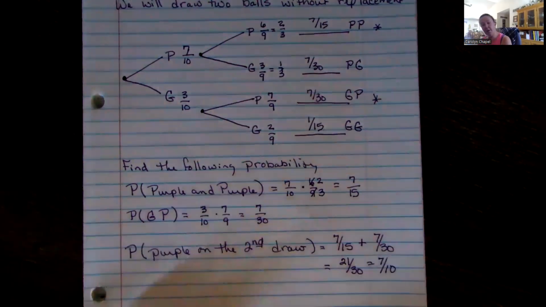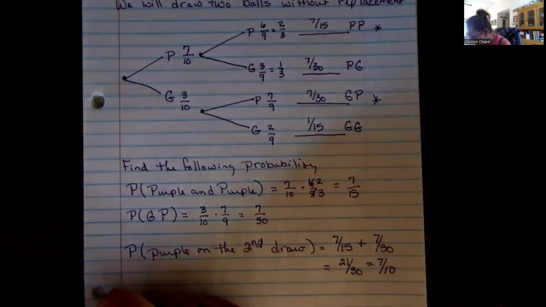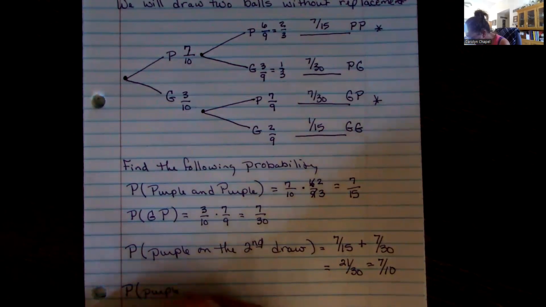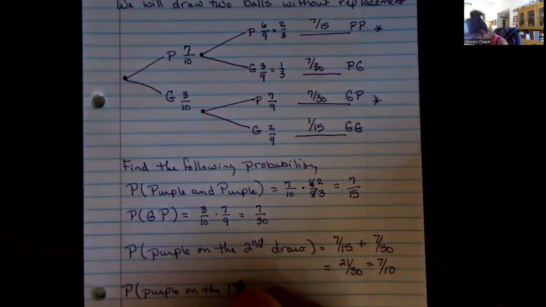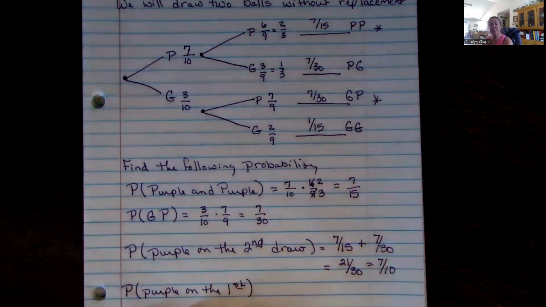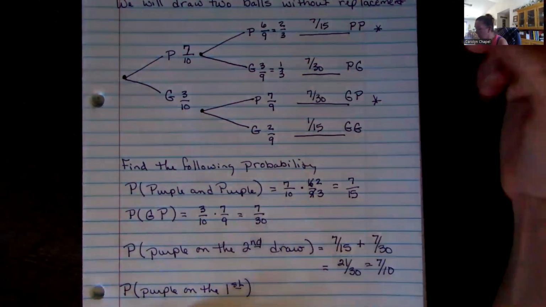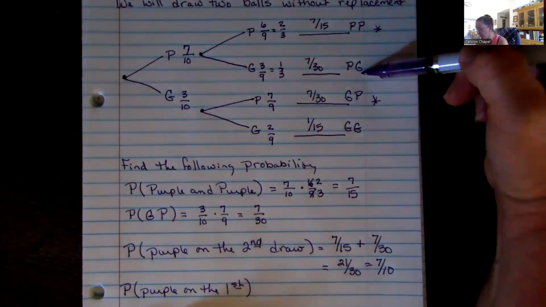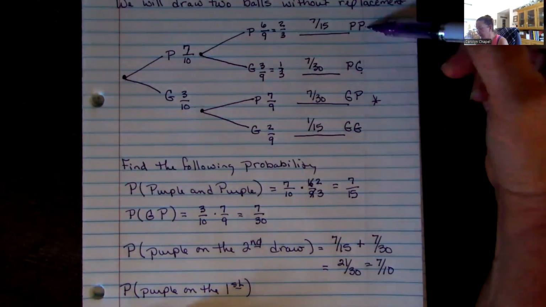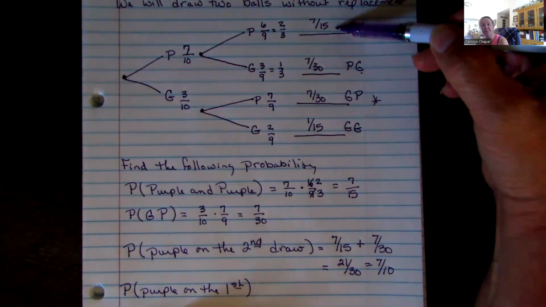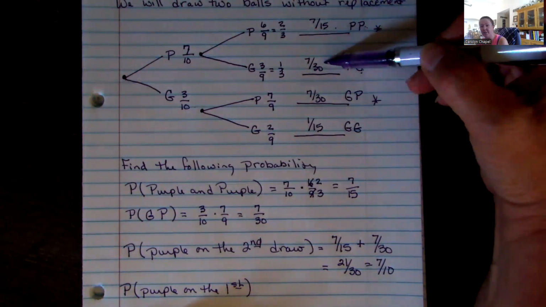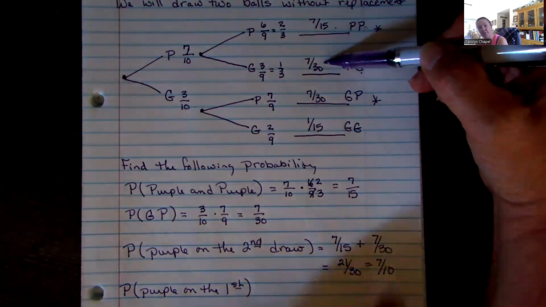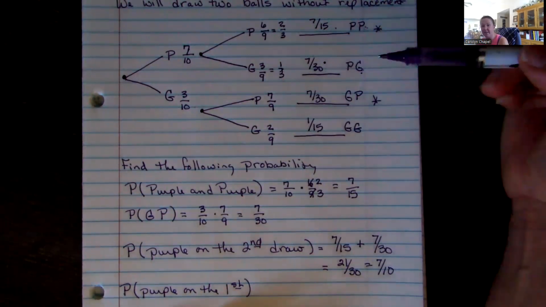Okay, some other things that we kind of want to make sure we remember. The probability of getting a purple on the first. Okay, I could go back here. These are my 2, the purple on the first. So I would be adding my 7 out of 15 plus my 7 out of 30, which is exactly the numbers I had before here, which would give me that 7 out of 10.